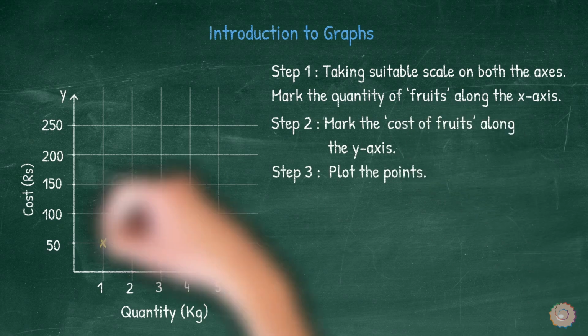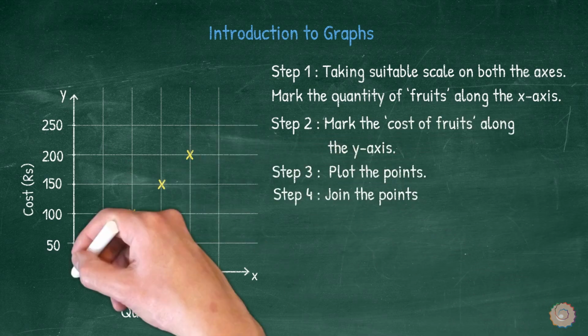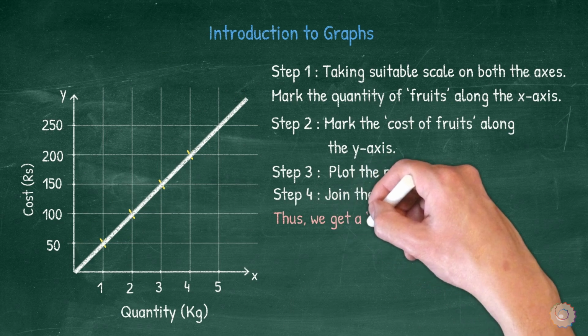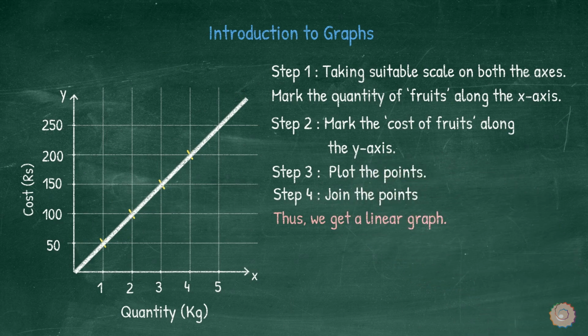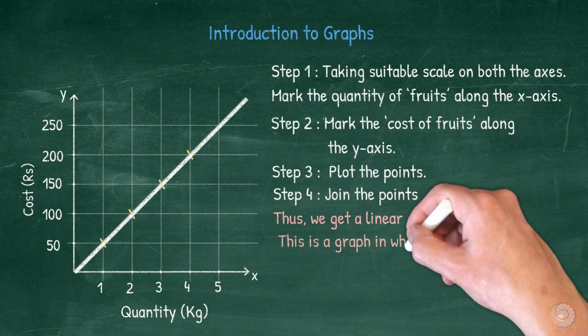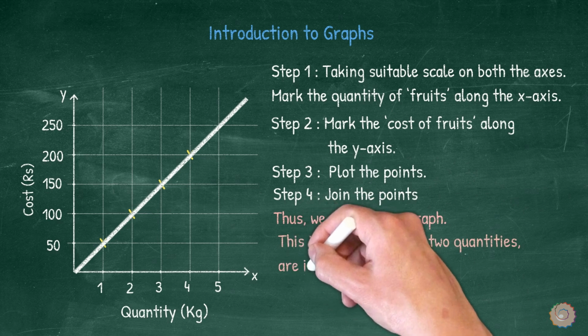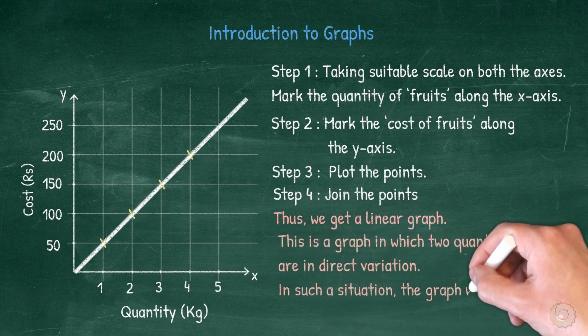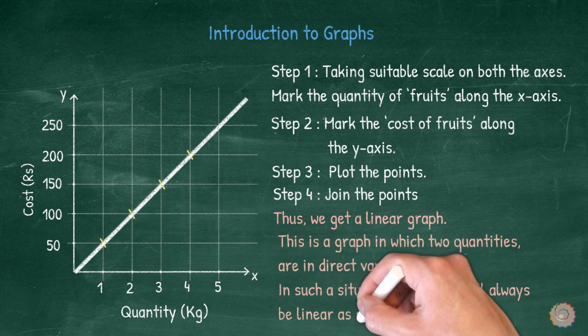Step 3. Plot the points. Step 4. Join the points. Thus, we get a linear graph. This is a graph in which two quantities are in direct variation. In such a situation, the graph will always be linear as shown below.